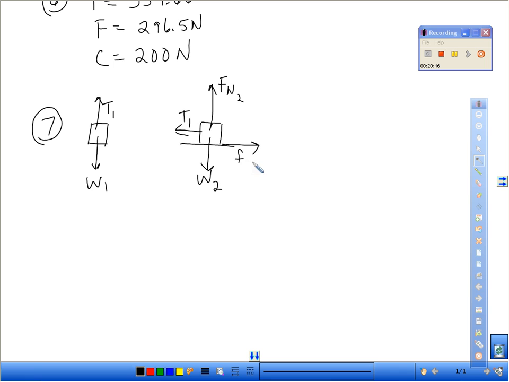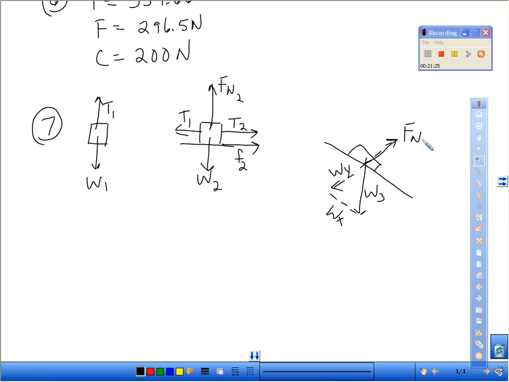Now I know to point my friction in that direction because it has to oppose the motion. There's also a rope attached here. I'm going to call that tension 2. Finally, on the ramp, I have a block that's resting. It has a weight. We'll call that W3. It has the Y component to the weight. It has the X component to the weight. It has a normal force. Rather poorly drawn, but there's the normal force. And again, it has friction.